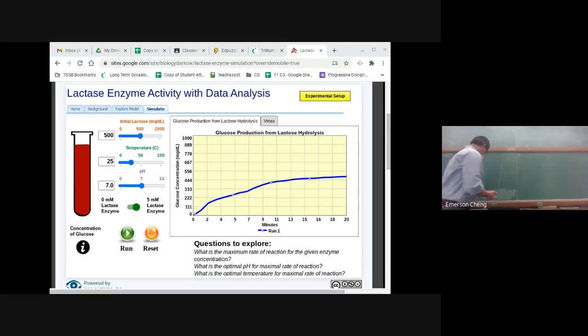Oh, I keep on forgetting to use the white chalk rather than a different color chalk.